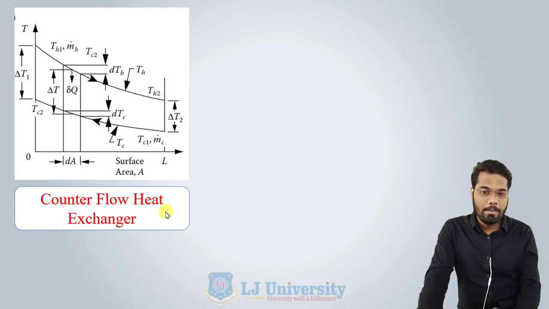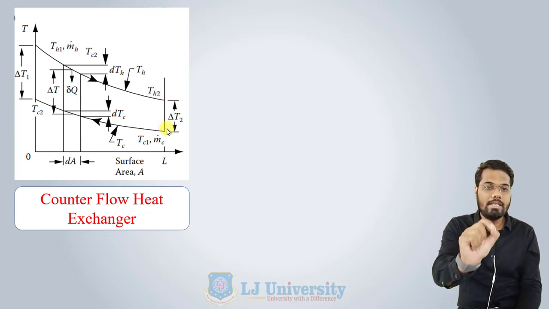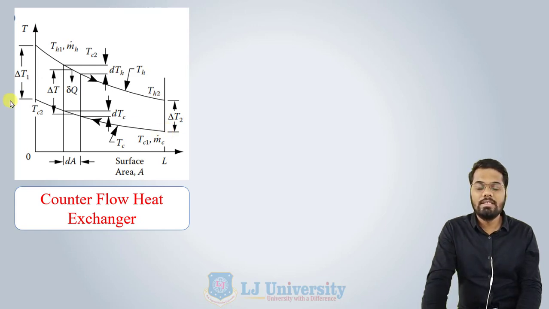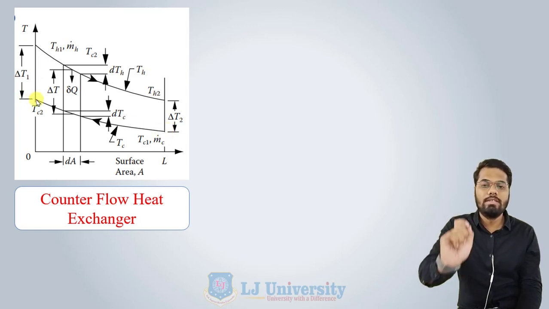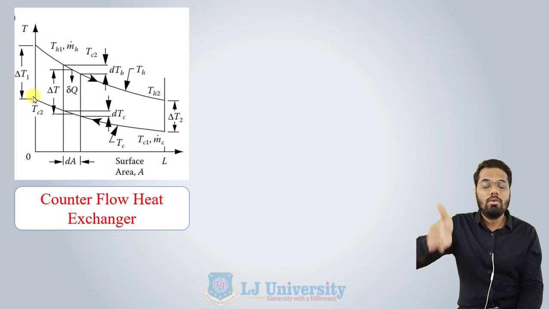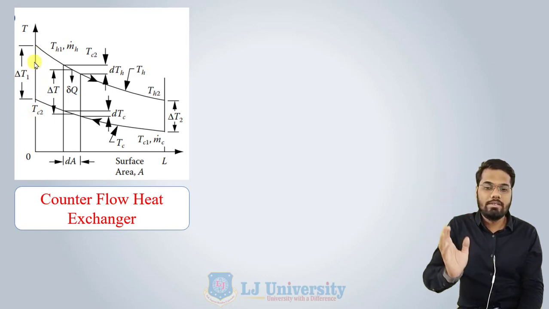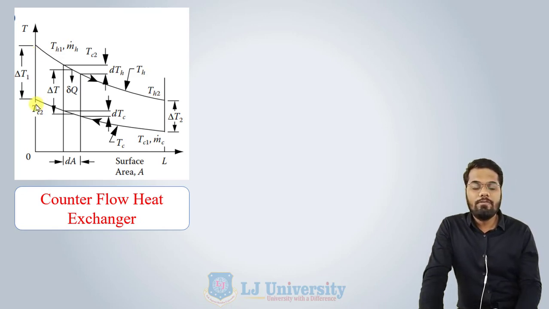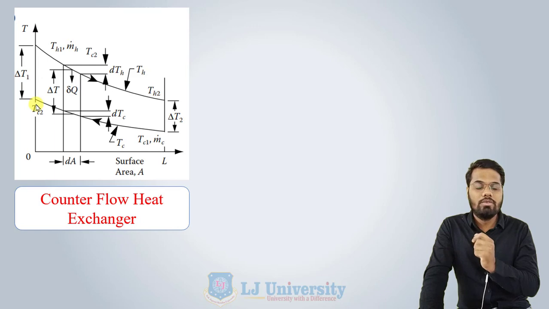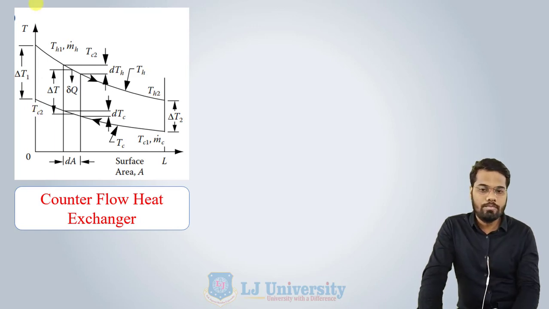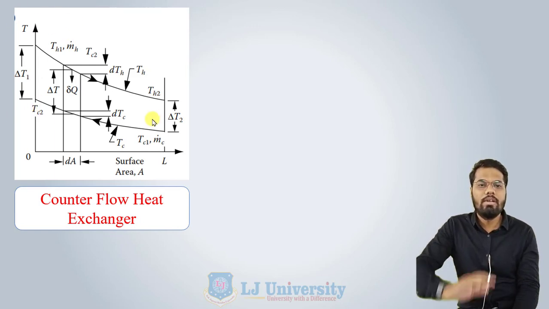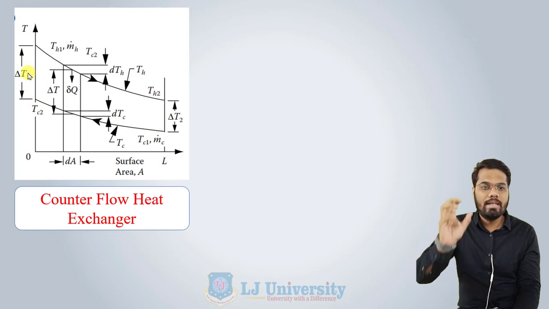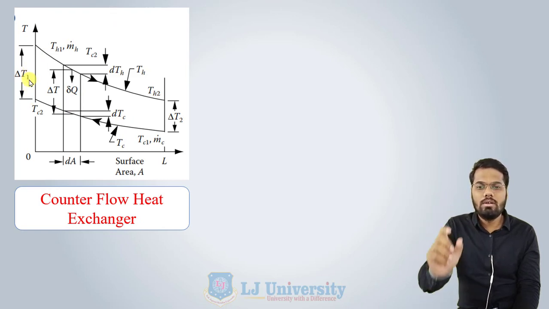So this is our entry point of the cold fluid at temperature TC1, and the exit temperature of the cold fluid is going to be TC2, from the part from where the hot fluid is going to enter. So TC2 will be just below TH1. So the temperature difference at the left side is going to be TH1 minus TC2, which is delta T1. In our heat transfer subject, we have denoted it by theta 1. Here we use delta T1.